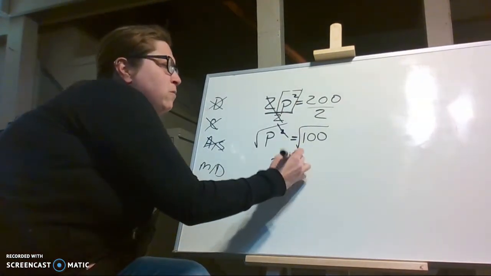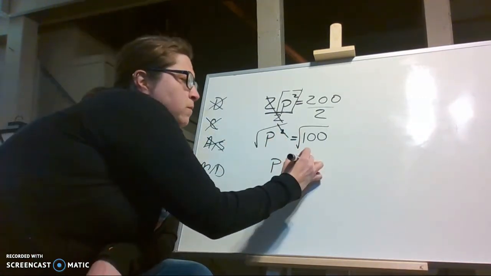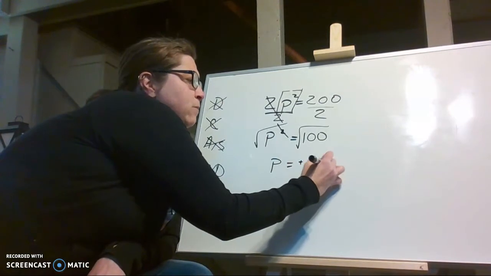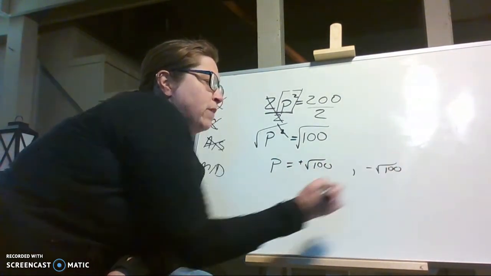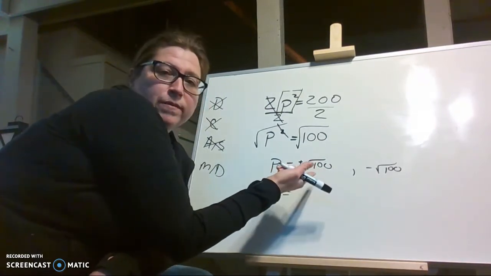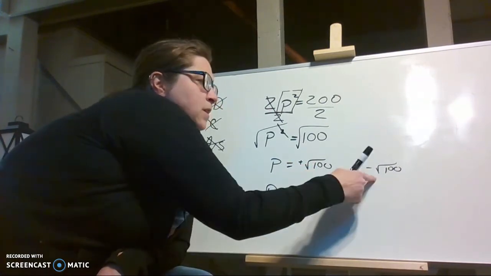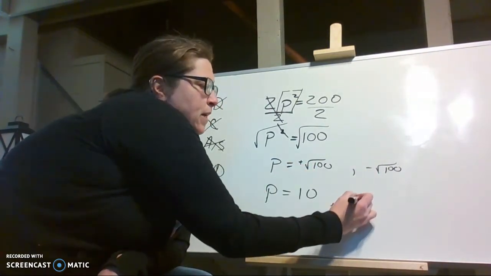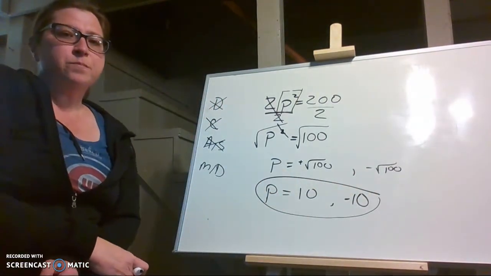And what does that equal? Well, what's the square root of 100? Remember, there are two answers. One is the positive of what I get when I take the square root of 100. The other is the negative of what I get when I take the square root of 100. So that means that my p is going to equal the positive of the square root of 100, which is 10, but also the negative of it. It's also negative 10. And there's my final answer.